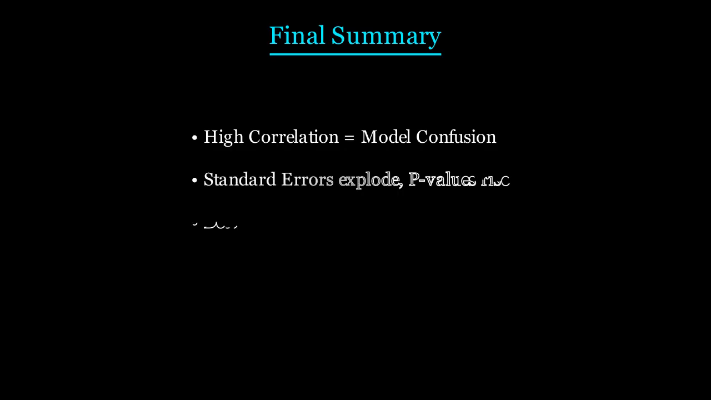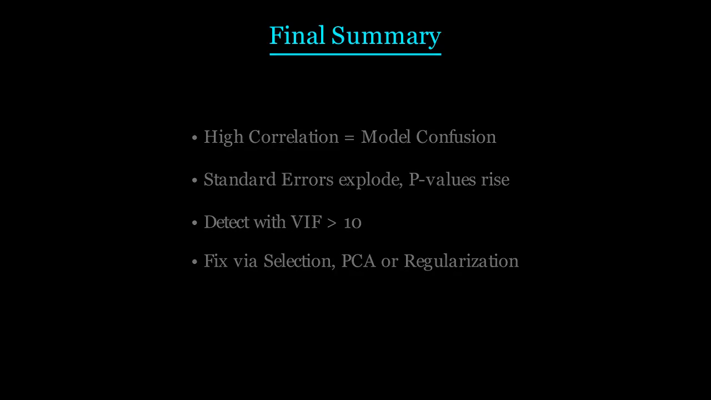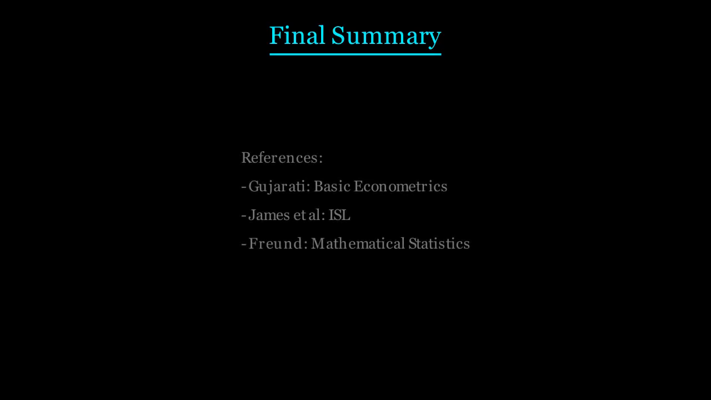In conclusion, multicollinearity is a sign that your data is redundant, while machine learning models like random forests or gradient boosting are more robust to it than linear regression. Understanding these relationships is key to feature engineering and model deployment. Thank you for joining this masterclass.